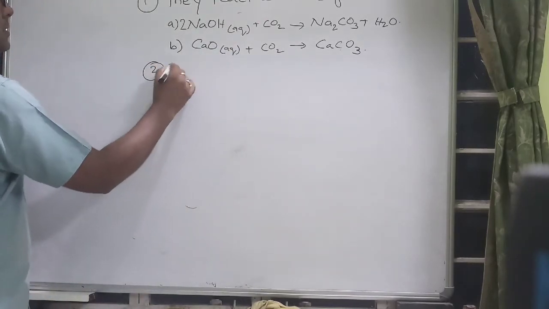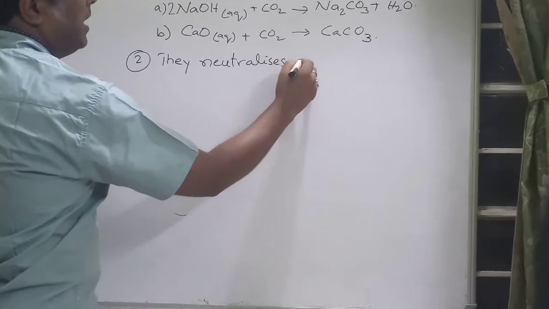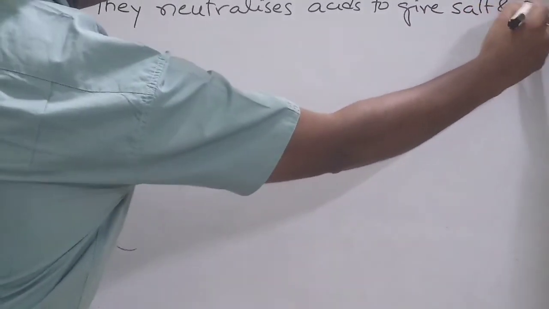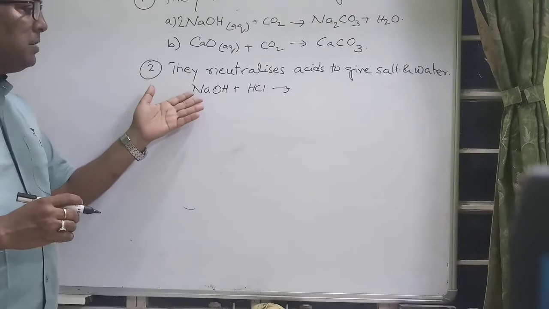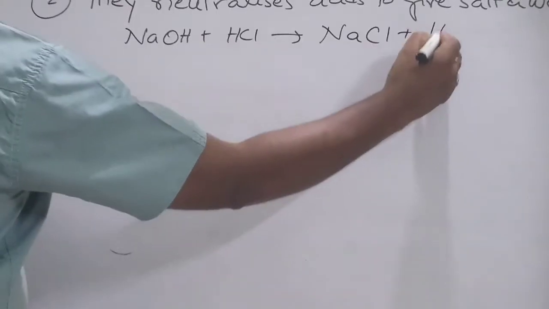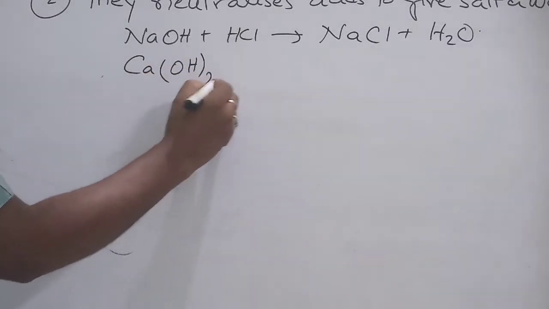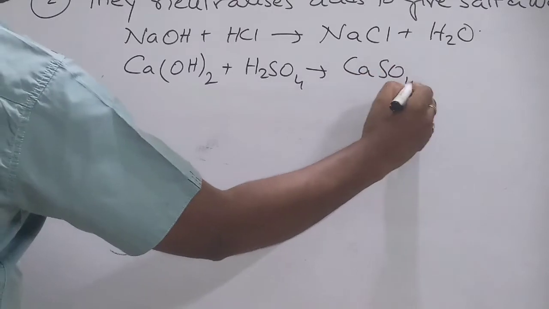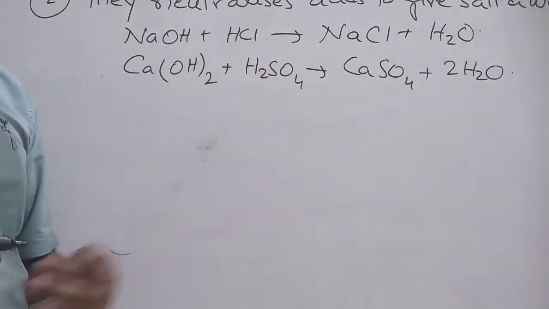Number 2, they neutralize acids to give salt and water. How is it? Sodium hydroxide reacts with hydrochloric acid to form NaCl and H2O. If I take a compound other than sodium hydroxide, I may take calcium hydroxide. If I take sulfuric acid here, it is going to form calcium sulfate and water. So students, here you can understand that they neutralize the acid to give salt and water.